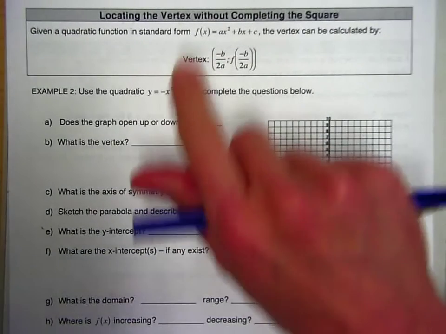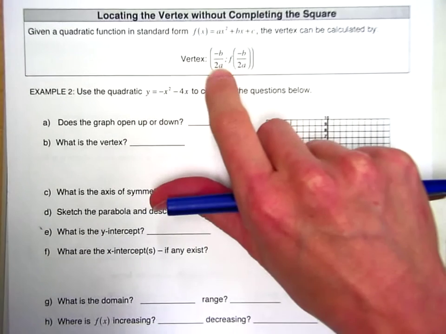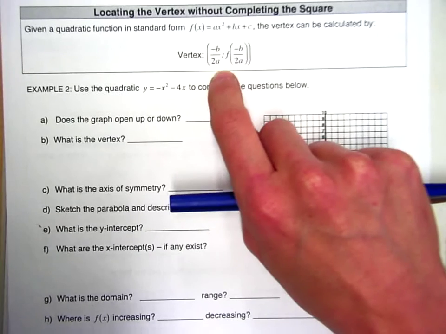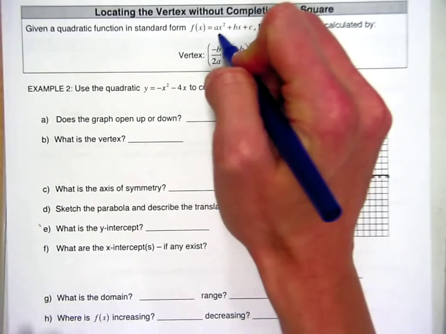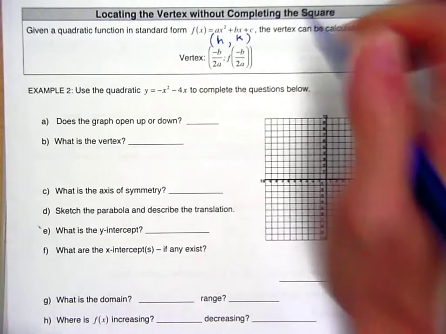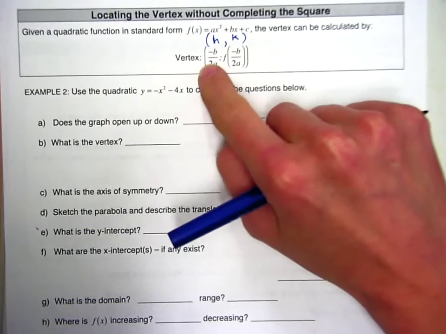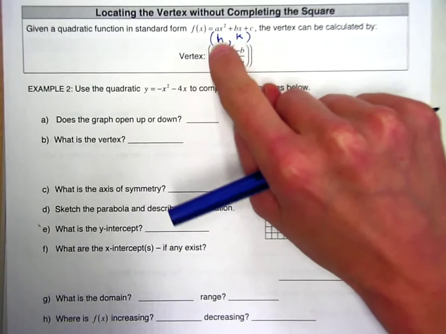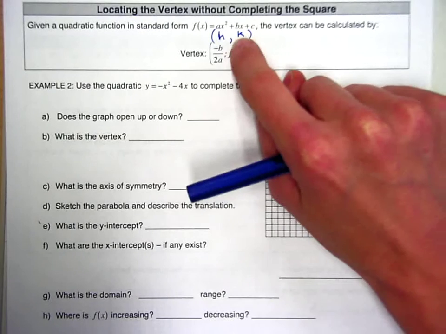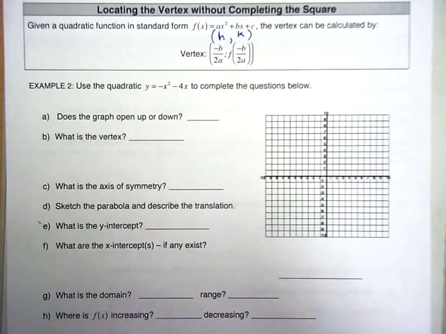So if you remember, we have this negative b over 2a, which you probably remember a little bit from Algebra 2. This is the x value of our vertex, or our h, right? And then this would be our k. To get the k, we take this x value, which is h, and plug it into our function to get the y value of the vertex.